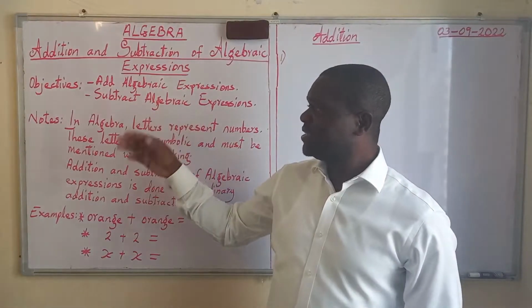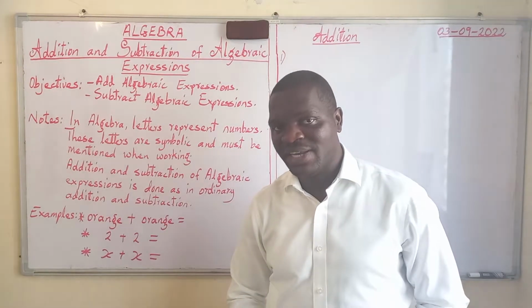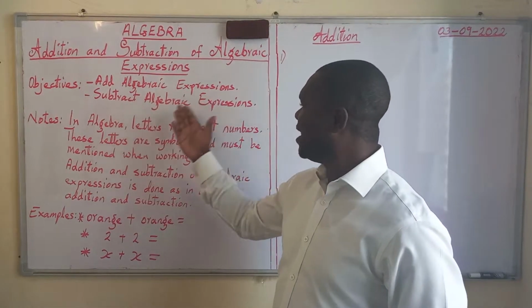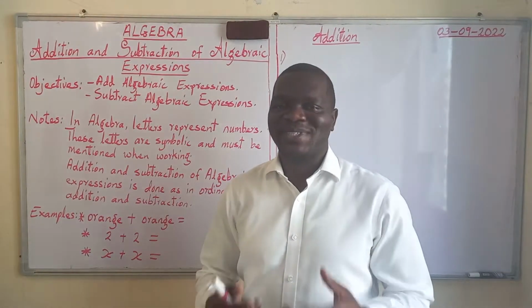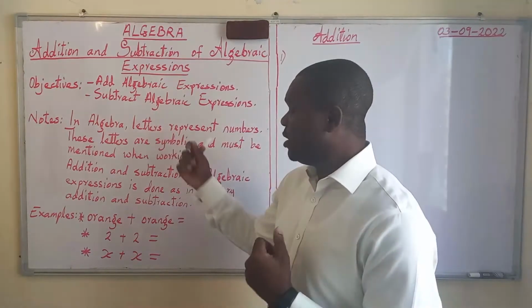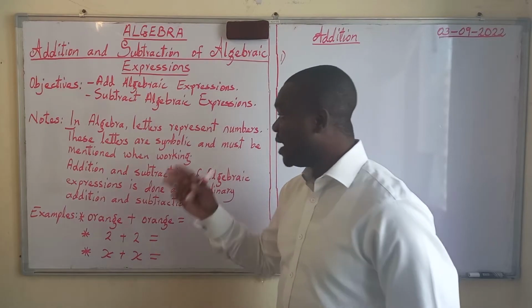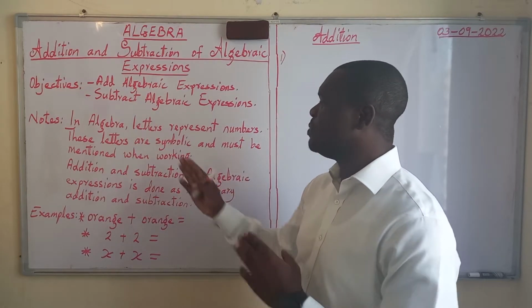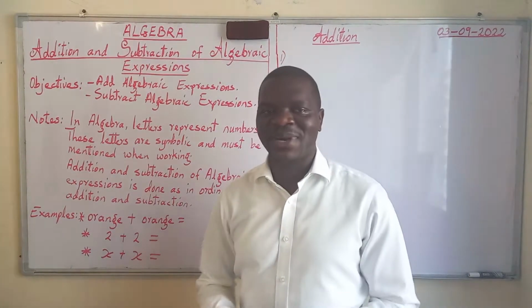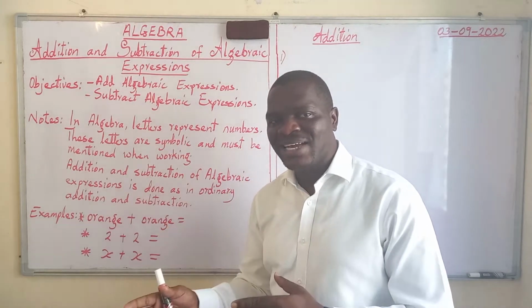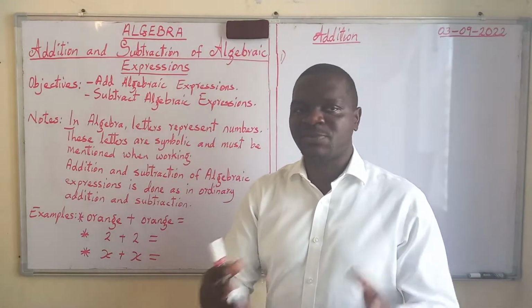We have our objectives of the lesson, which are to add algebraic expressions by the end of the lesson and to subtract algebraic expressions by the end of the lesson. If this is achieved, then we must have done enough for today. Take note that in algebra, letters represent numbers, and these letters are symbolic and must be mentioned when working. You'll find letters and numbers put together, and these letters represent numbers.